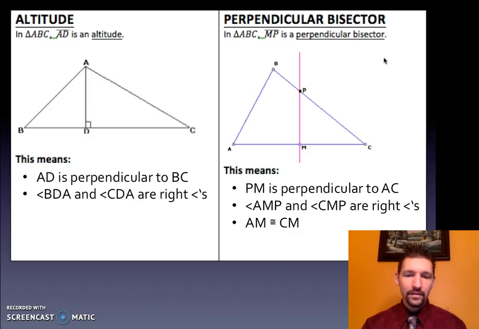Now, this shouldn't be confused with a perpendicular bisector, because that also makes a perpendicular here. So PM is perpendicular to AC, but you'll notice that an altitude goes through the other point that's on the triangle, the other vertex here, where this does not. It actually splits this side in half. So AM is congruent to CM. So make sure you know that an altitude goes through the corner of a triangle. A perpendicular bisector does not necessarily go through the corner of a triangle.